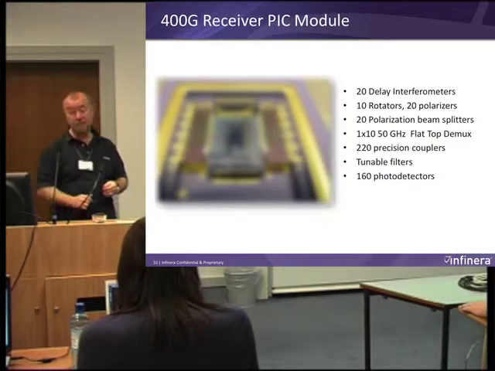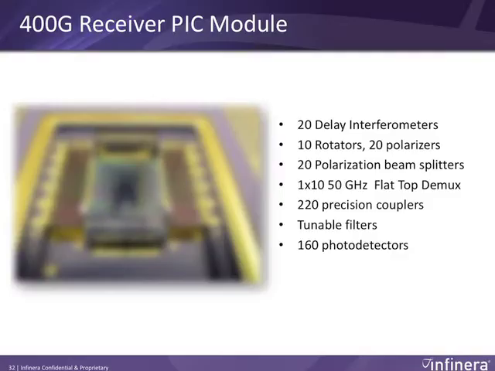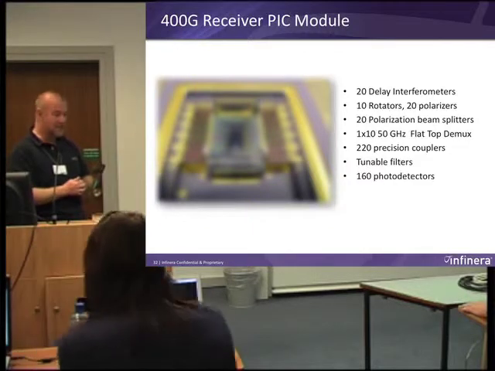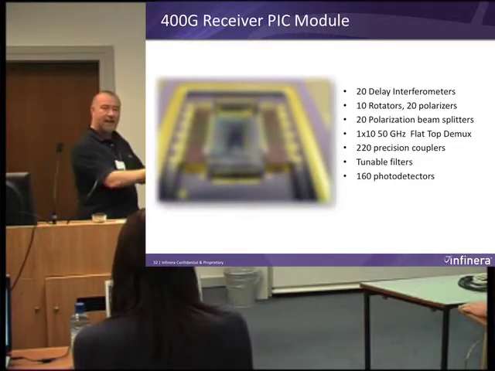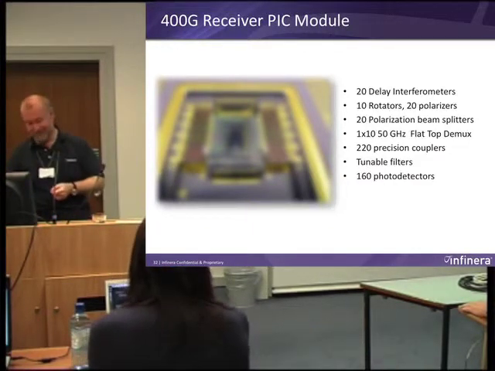This is the receive module and a list of all the kinds of components that are in that module. That's the kind of power of integration that we're getting to today. Interestingly enough, if you add all the numbers up, you're getting about 500 or 600 components on that thing, which is almost as many as the Intel 4004 back in 1970. So we are kind of catching up on the electronic world.